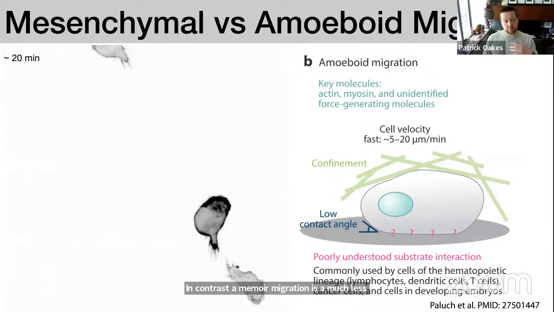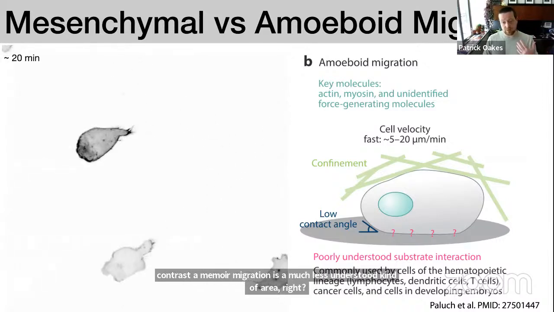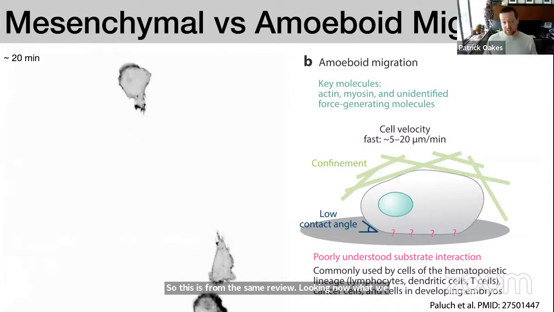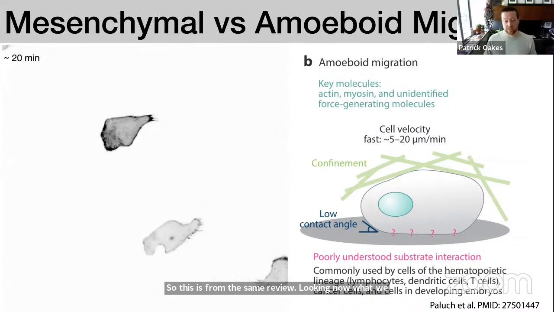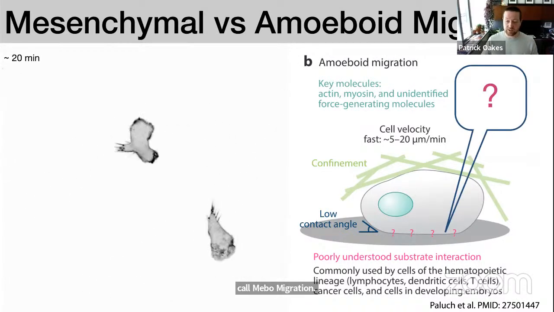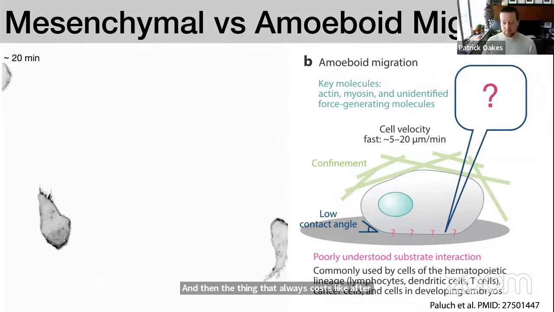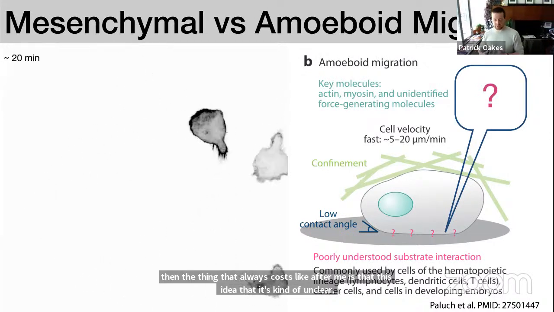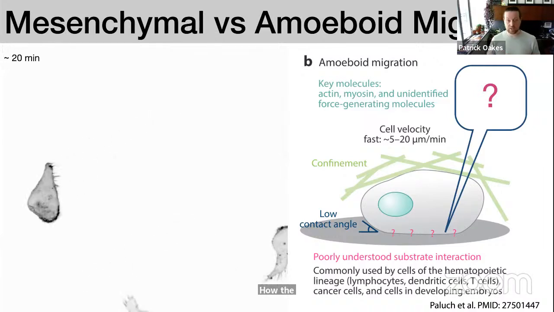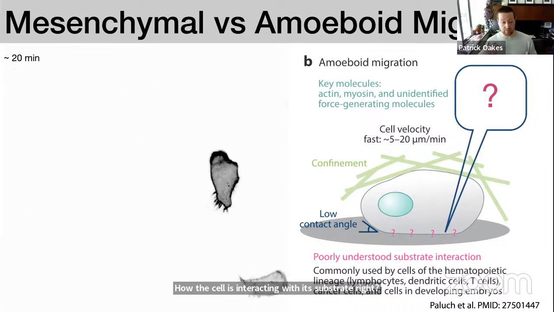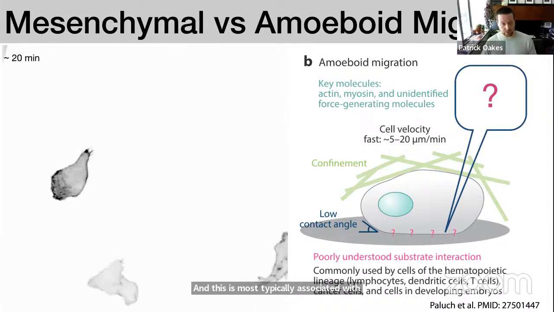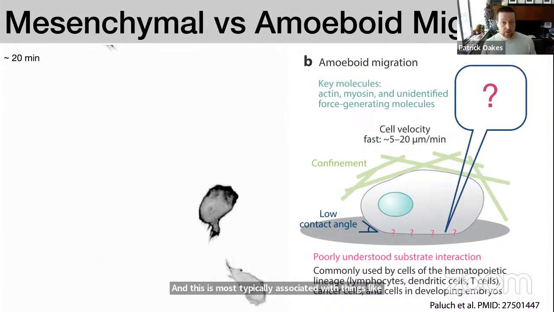So this is from the same review. Looking now at what we call amoeboid migration, it's much, much faster, right? It's orders of magnitude faster, actually. And the thing that always stuck out to me is that it's unclear how the cell is interacting with its substrate, right? And this is most typically associated with things like immune cells, which is what we're going to talk about today.